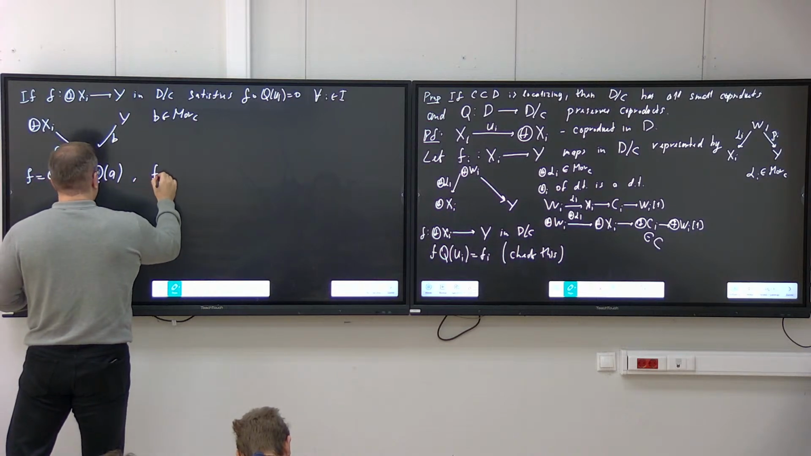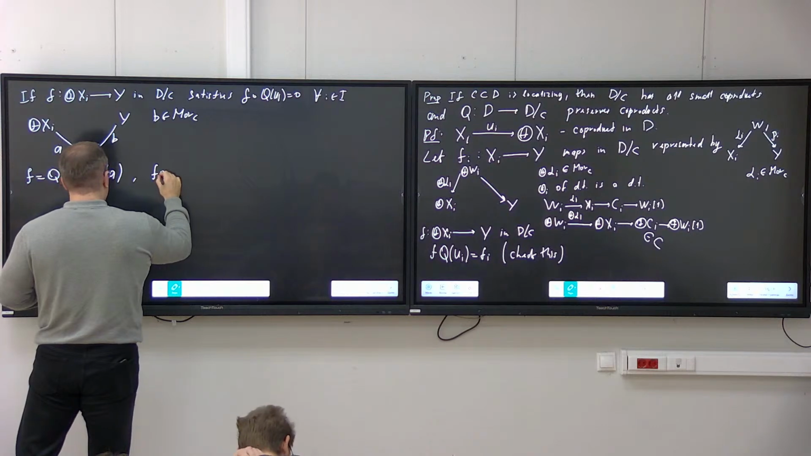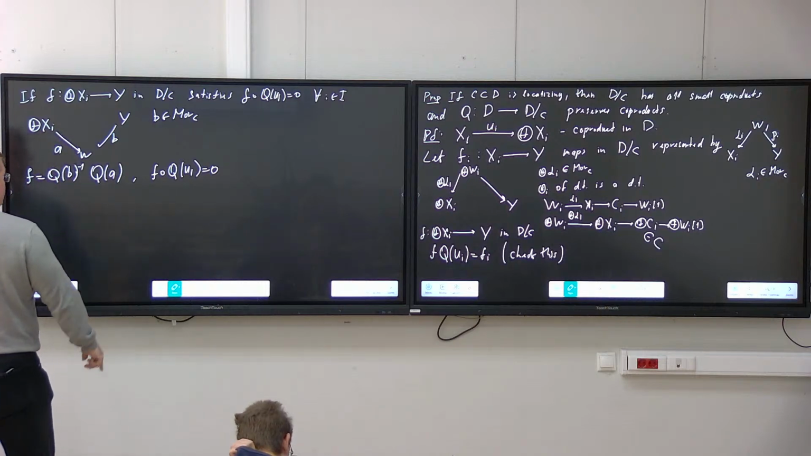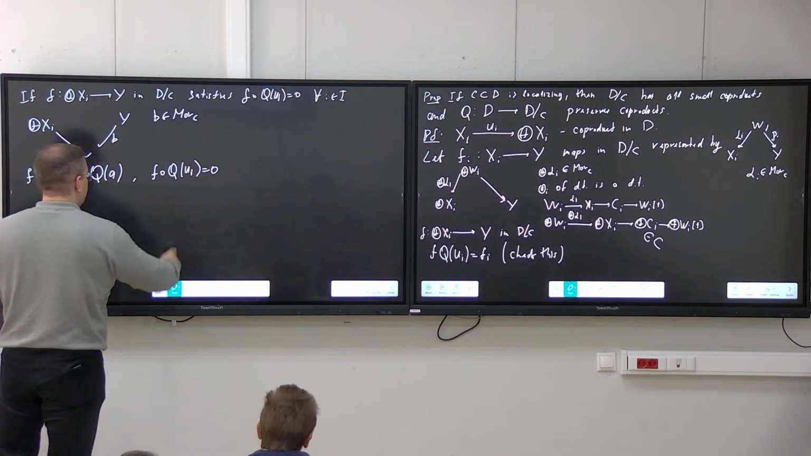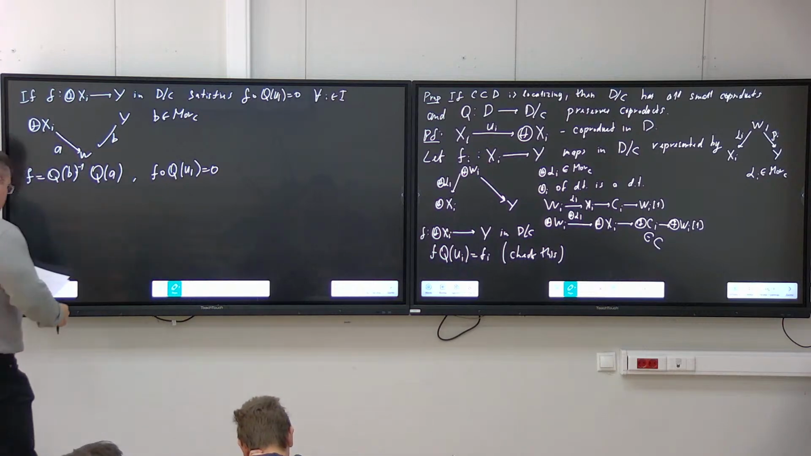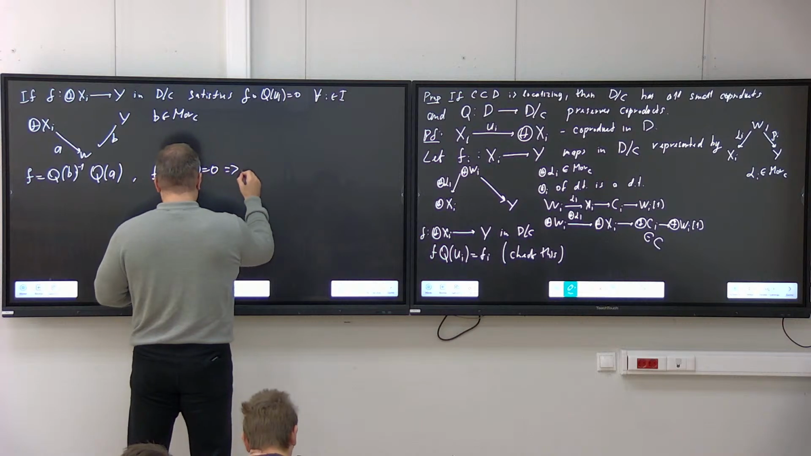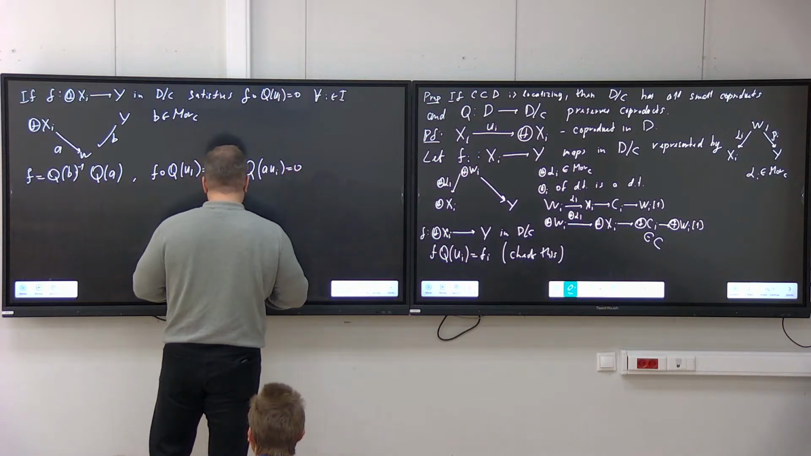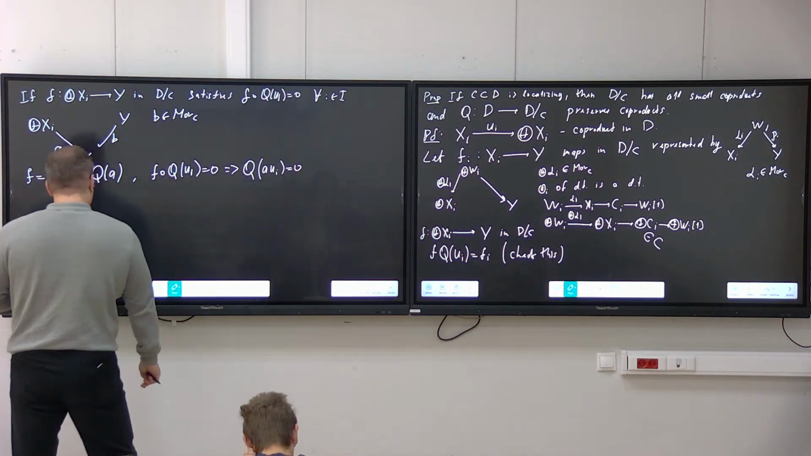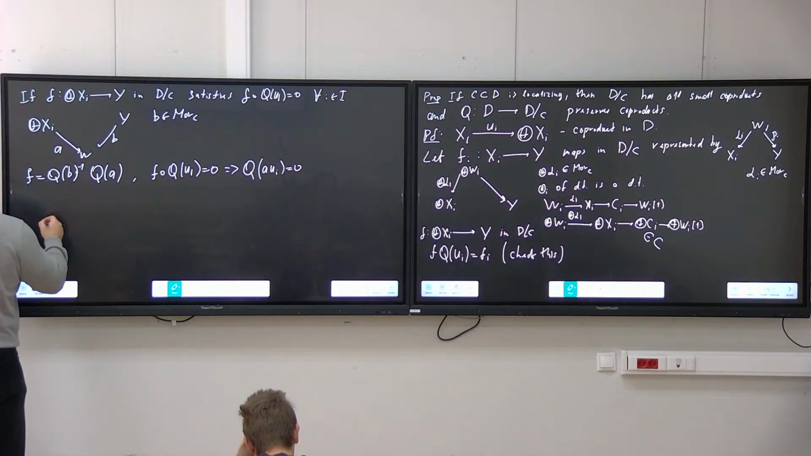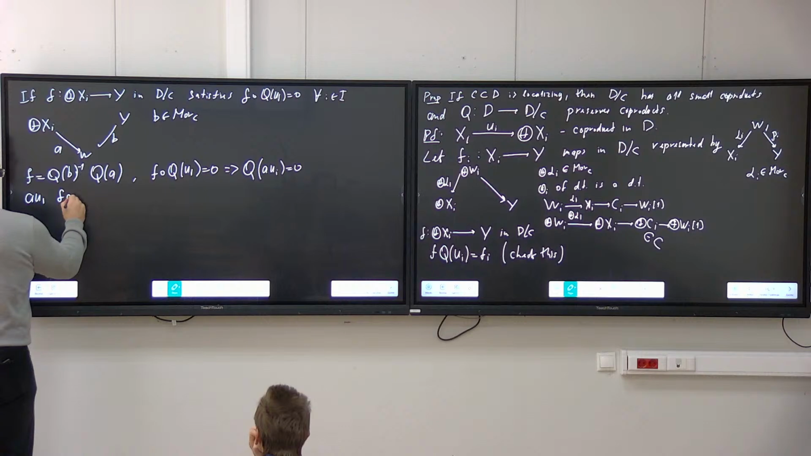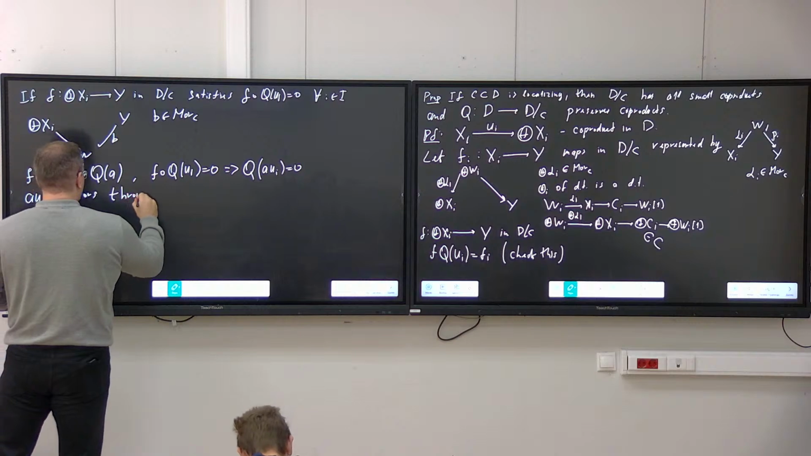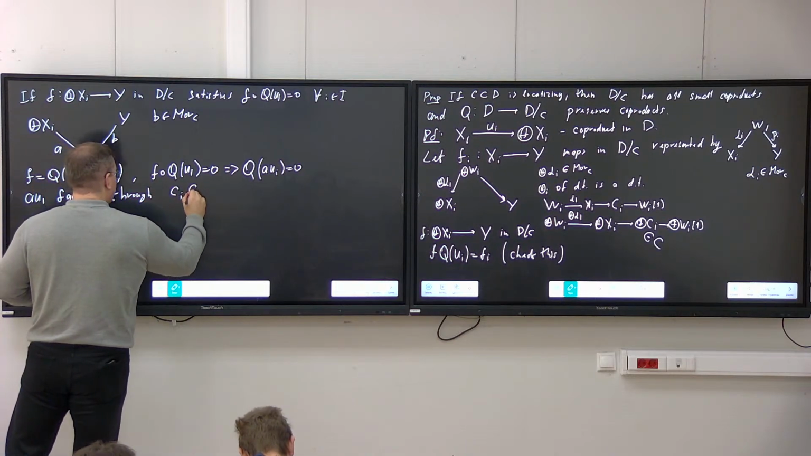Now, since the composition of f and Q of u_i is 0, I can take the composition of this on the left and on the right with Q of u_i. Since Q of b is invertible, I can conclude that Q of a u_i is 0. So this means that this map a u_i factors, by what we proved before, through an object in C, through some c_i, an object in C.